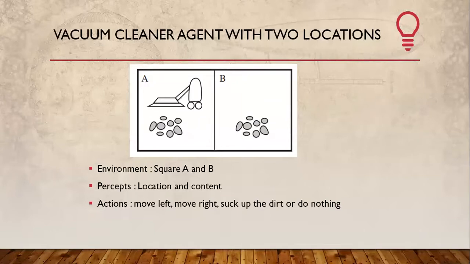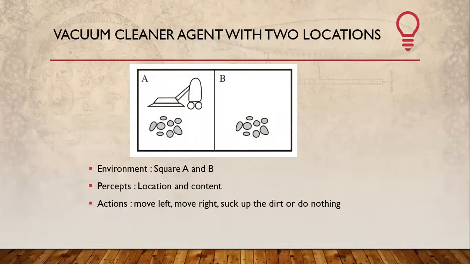So what we see, the environment is nothing but square A and square B. Or we can also term it as location A and location B, because it's the place where the agent is going to work. What are the percepts? Percepts means what it is going to take as input from the environment: the location, where exactly the agent is, and the content. Content in the sense whether the dirt is there or the dirt is not there. So that's what is content.